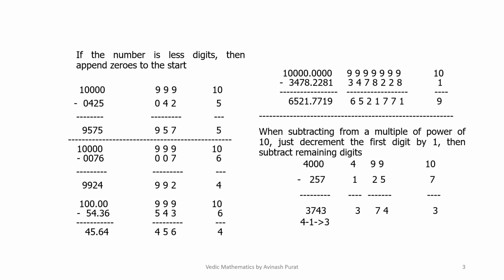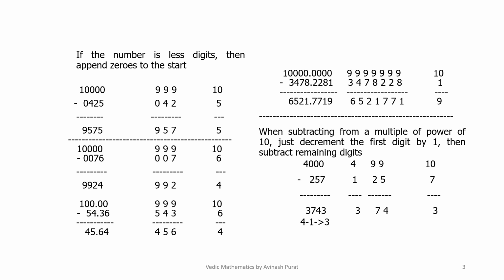100 minus 54.36 is done like this: 9 minus 5 is 4, 9 minus 4 is 5, 9 minus 3 is 6, 10 minus 6 is 4. So the answer is 45.64.